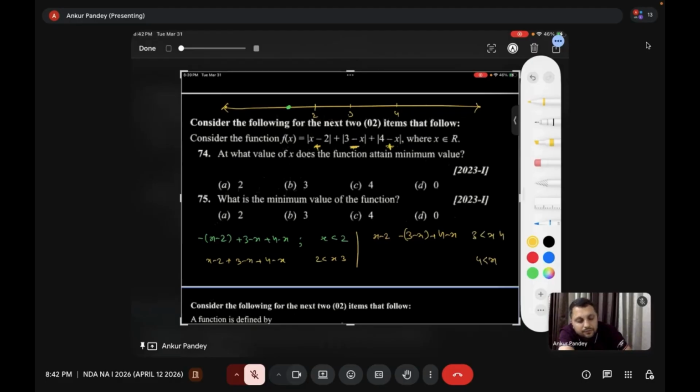And then for x greater than 4, this is positive, this is negative, and this is negative. Here it is coming what? x minus 2, negative 3 plus x, negative 4 plus x. Understood how to create a function? Now you have 4 functions you can create, but here you don't have to do it exactly. Why? I'll explain. There are 4 options. Yes or no? Put them in and get the value of the function.